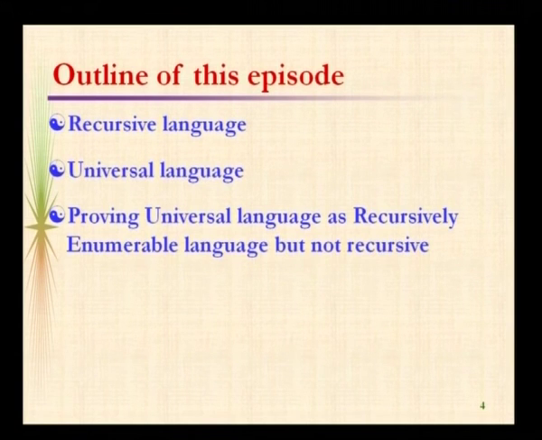So as far as this episode is concerned, we have two different languages. One is called the recursive language and another one is called the universal language, and we have some proofs related to them. We need to show the definition of the recursive language, what will happen for the complement of the recursive language, and what the meaning of the universal language is. Later we prove that the universal language is going to be a recursively enumerable language. So these are the things we have as far as this episode is concerned.